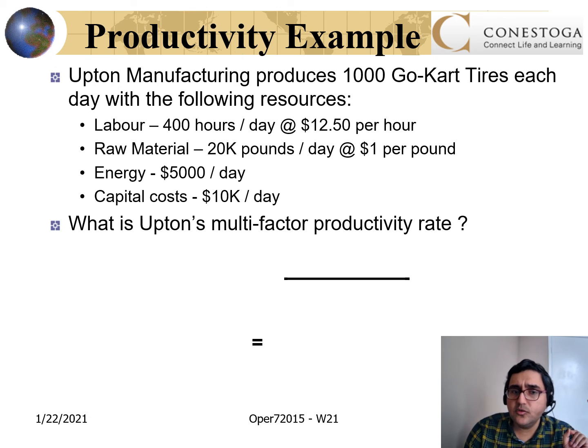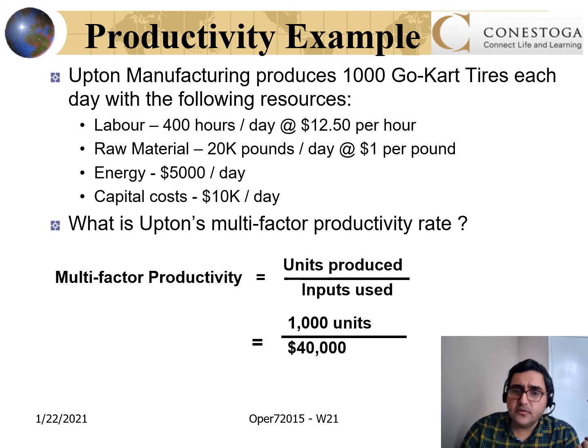As I said, we are not going to do many numerical examples on this, but just to give an indication here. In the multi-factor productivity, 1,000 units are being produced each day. Now, if I'm looking at a particular day, and just adding up all the things, we will not do it, but just to understand, 400 hours per day is being spent. So the dollar value will be 400 multiplied by 12.5. So that will be the total cost of the labor.